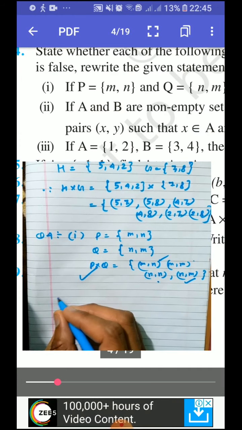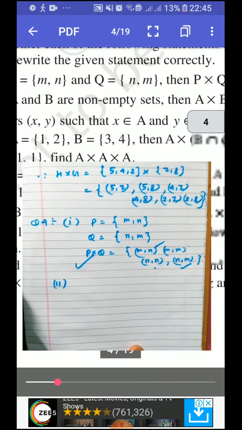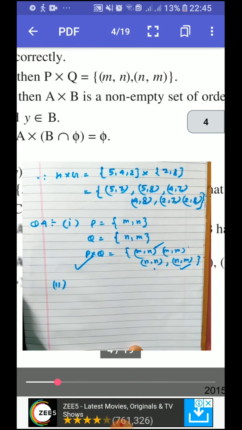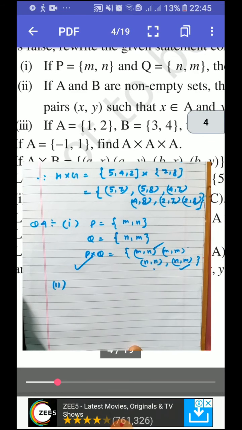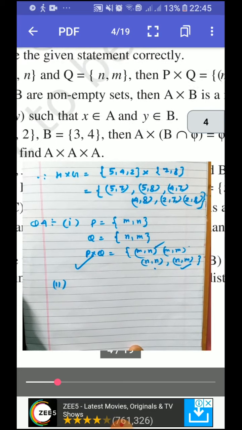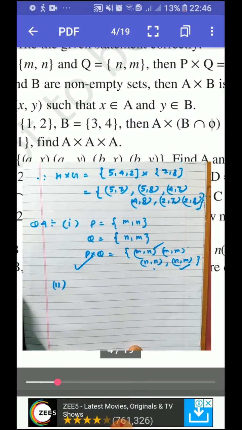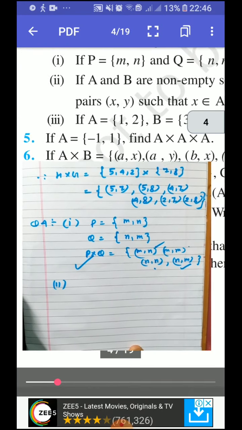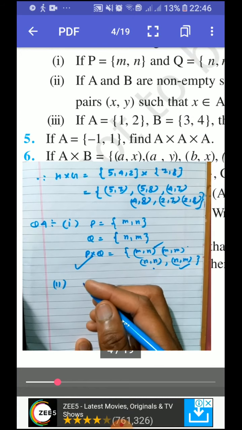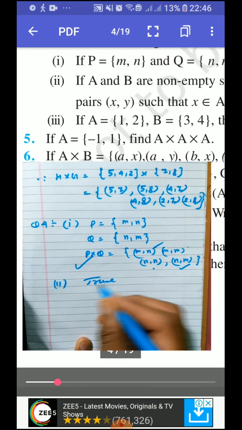Its second part: if A and B are non-empty sets, then A Cartesian B is a non-empty set of ordered pairs (x, y) such that x belongs to A and y belongs to B. Since A and B are non-empty sets, A Cartesian B is a non-empty set. As we know, dear student, the Cartesian product of non-empty sets will always be non-empty. So the second one is true.